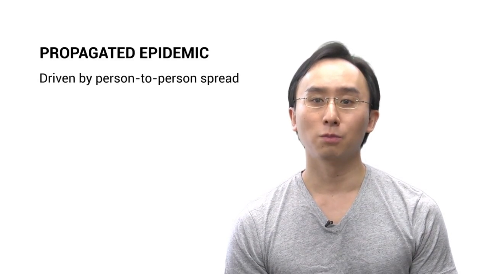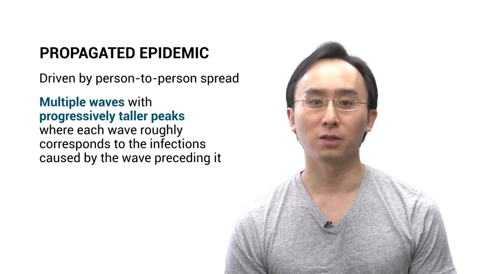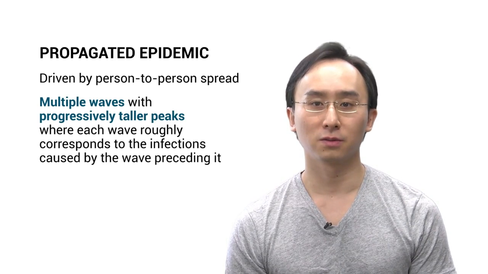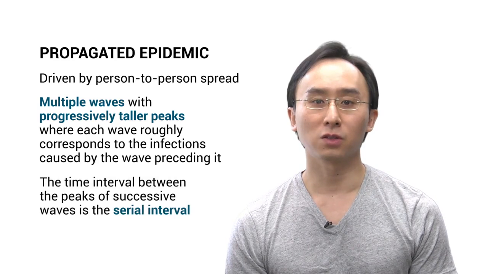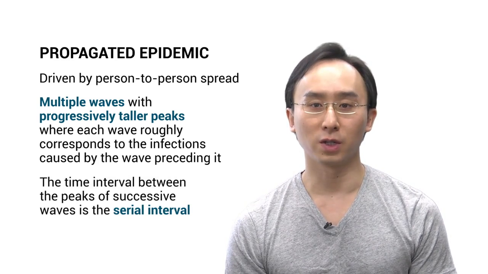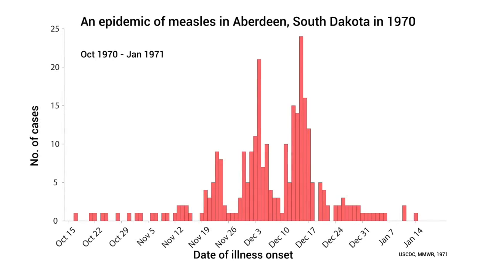In contrast with point source epidemics, an epidemic that is propagated by person-to-person spread may comprise multiple waves with progressively taller peaks, where each peak roughly corresponds to the infections caused by the wave preceding it. The time interval between peaks of successive waves is known as the serial interval, which we will learn more about later this week. For example, this figure shows a small measles epidemic in South Dakota in 1971. The epi curve apparently had 3 waves that were apart by roughly 10 to 12 days, which is the average serial interval for measles.